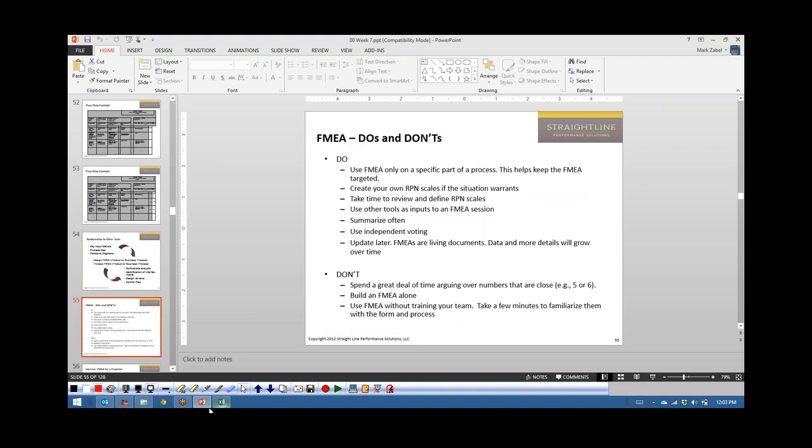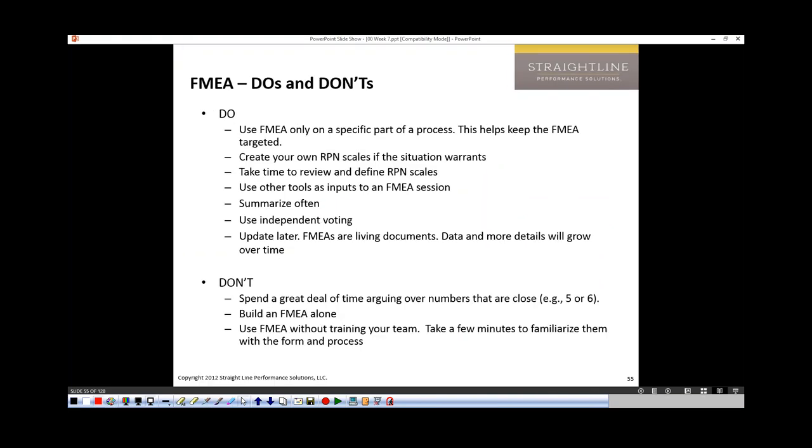And so forth. Some do's and don'ts when you're doing an FMEA. Do use an FMEA only on a specific part of a process that keeps it targeted. I can't tell you how out of hand it can get if you let the session go on to a large part of the process. Do create your own scales. If you want to do 0 to 5 or 1 to 5, that's totally okay. Not a problem at all. If we were the auto companies, we would have those fixed and everybody would have to use the same ones, but we're not. So we don't have to be slaves to that.